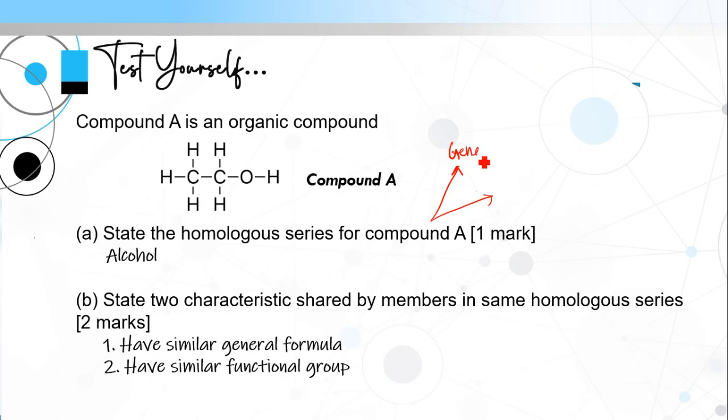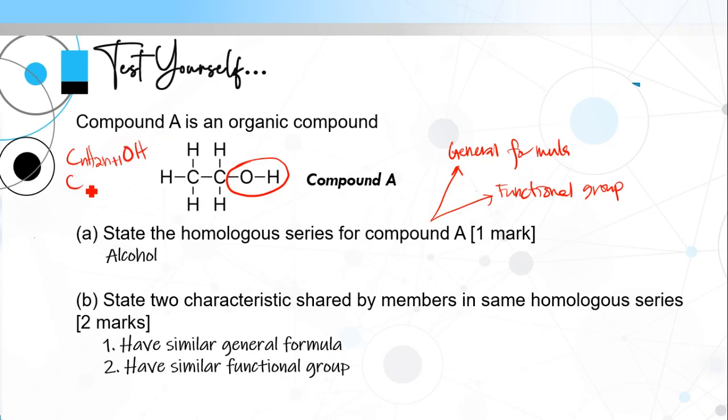The first is by using the general formula, or by using the functional group. By using the functional group, you can see over here we have the functional group OH, or hydroxyl group, so it belongs to alcohol. You are given the structure here, but you are not given the molecular formula. But you can still see the general formula for alcohol, CnH2n+1OH. We have 2 carbons over here, and hydrogen we have 5. So you can see that it matches the general formula for alcohol.